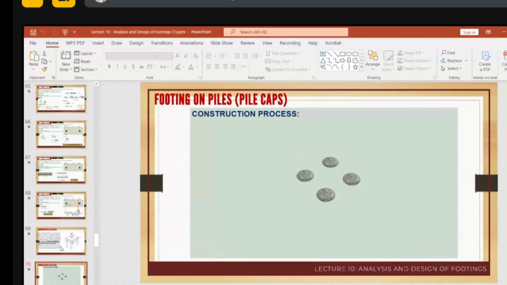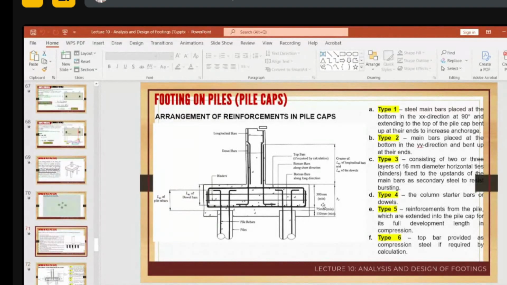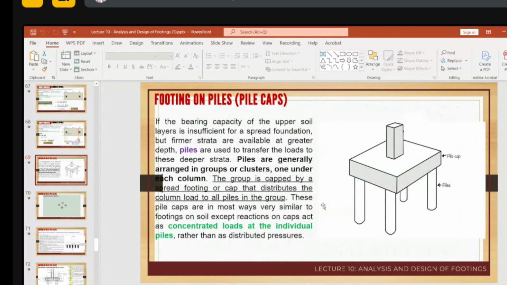Okay? And you also have footing on piles. There are different types of footing on piles, or pile caps. Usually, we use footing on piles, or pile caps, when the soil is problematic.